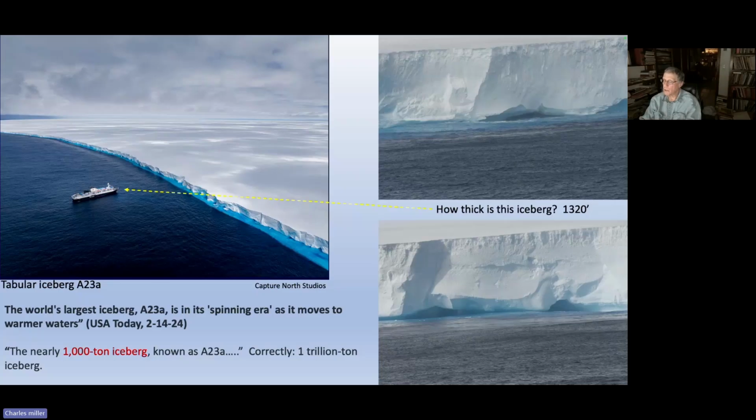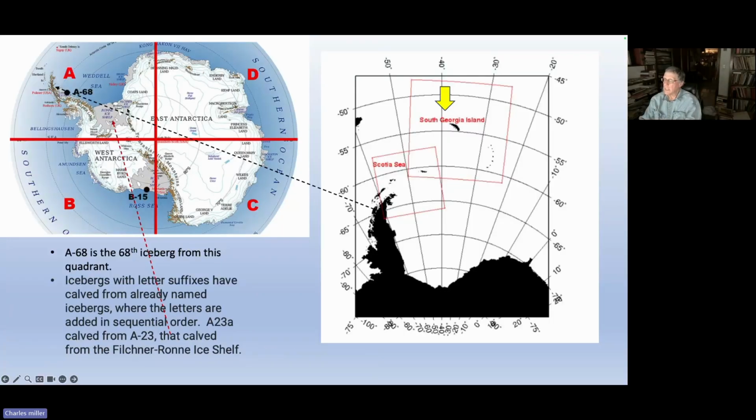The A and the 23, or the A and 68, depends on the quadrant of the continent that it comes out of. So this is the 68th to come out of this quadrant. A23A was the 23rd. The suffix A meant that it broke off of something else previously. And I mentioned this before, South Georgia is the graveyard for most of the icebergs coming out of the northwest quadrant. That's why we saw so many in that one image.